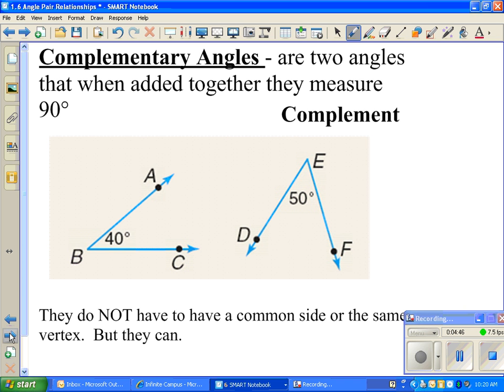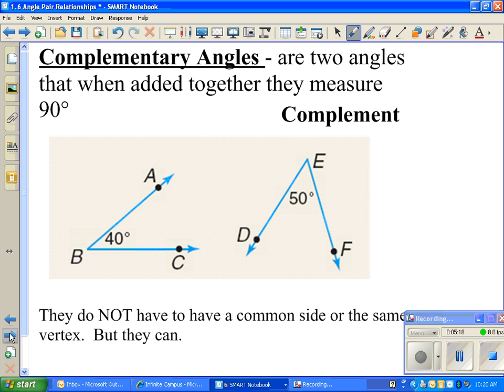Now here's something different, complementary. There's two words we're going to talk about, complementary and supplementary. The way that I remember it is C comes before S, 90 comes before 180. Complementary are two angles that when you add them together, their measurements equal 90. They do not have to be side by side, but they can be. All you have to do is take two angle measurements and add them together. If they equal 90, they're called complementary.